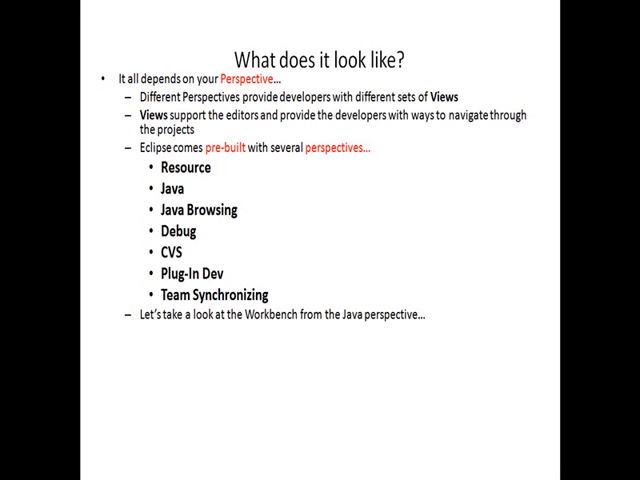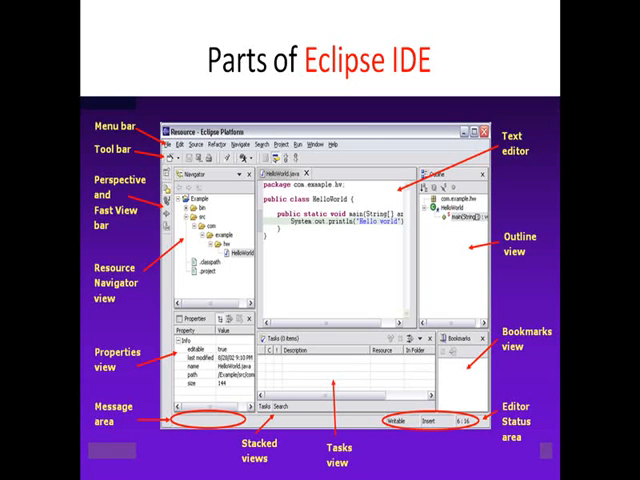Okay, so the resource perspective you can see, the Java perspective, the Java browsing perspective, the debug perspective, the CVS perspective, the plugin development perspective, and the team synchronization perspective you can see. Let us take a look at the workbench from the Java perspective. So this is the workbench, the parts of the Eclipse IDE.